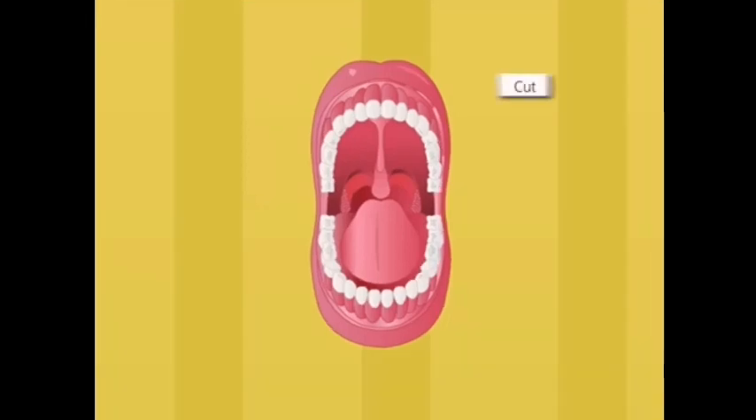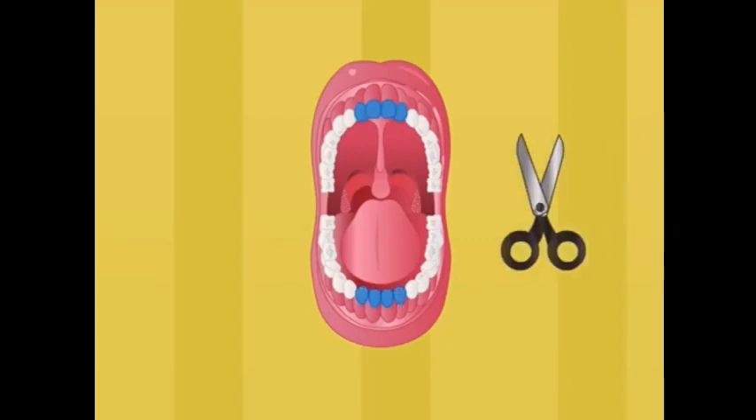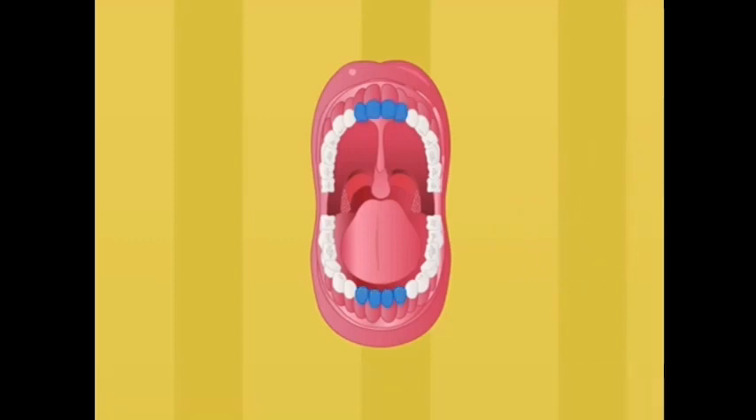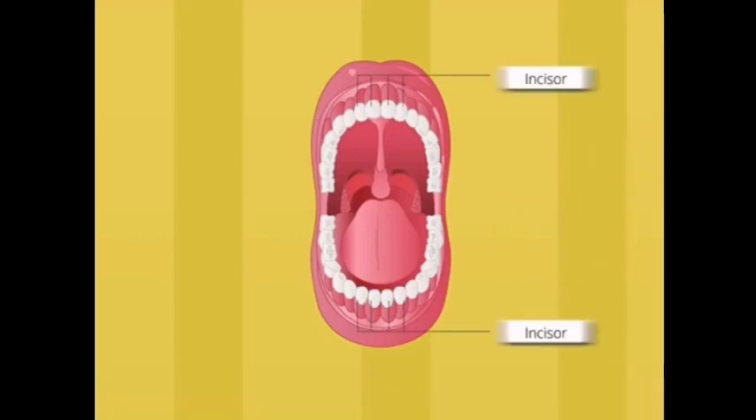There are 4 types of teeth. They are incisors, canines, premolars and molars. The first one is incisors. These incisors are 8 in number, 4 in the upper jaw and 4 in the lower jaw. And it is located at the center in front of the mouth. The function of the incisors is biting and cutting.